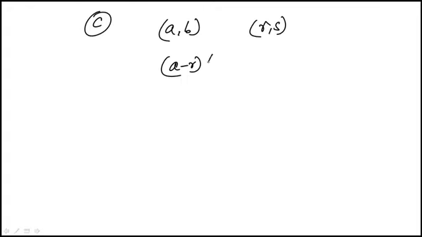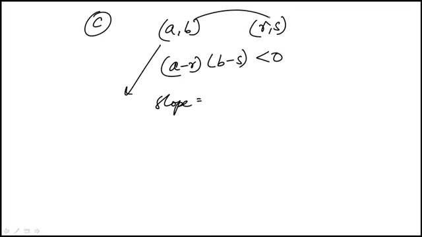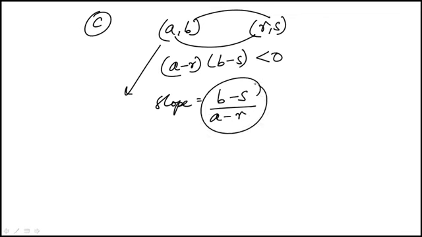Now C gives us the condition that line K passes through these two points, (a, b) and (r, s), and it tells us (a minus r) times (b minus s) is less than 0. So I'm going to write the slope using these two points. It's the difference between the y coordinates, b minus s, divided by the difference between the x coordinates. So this is my slope, and I need to find out if I know the sign.